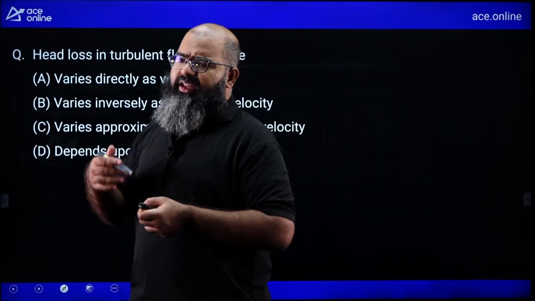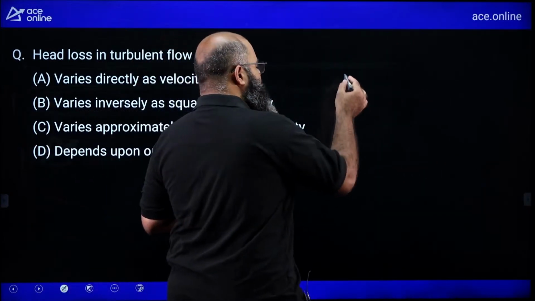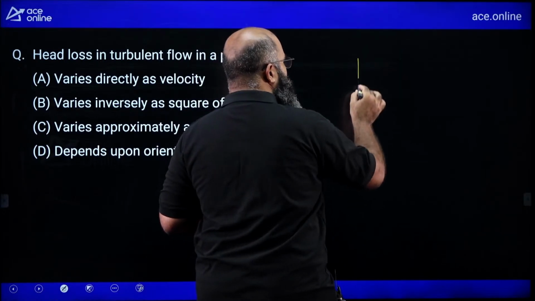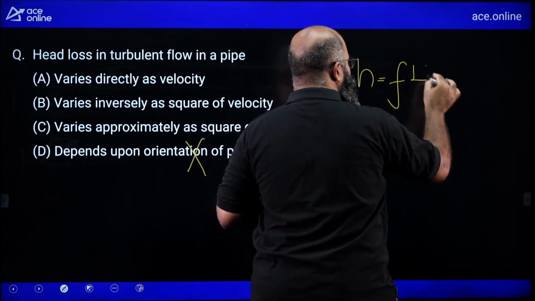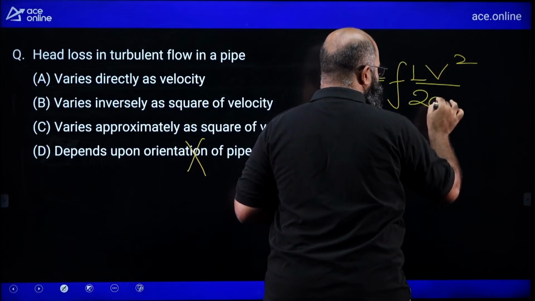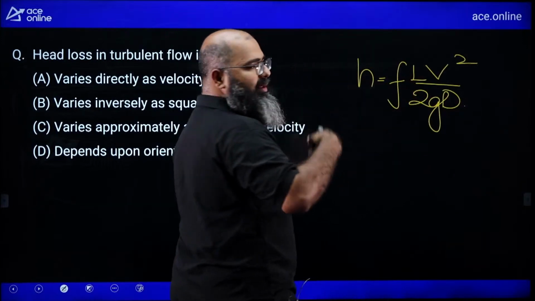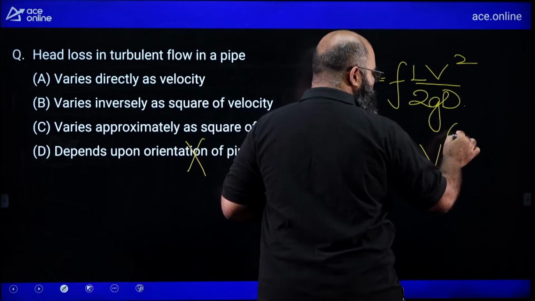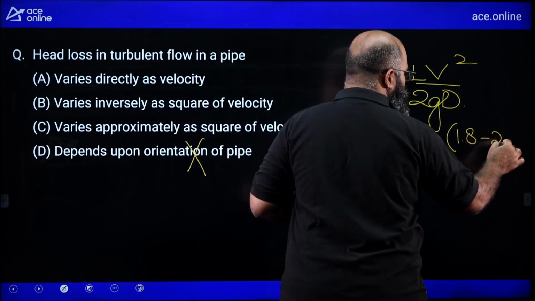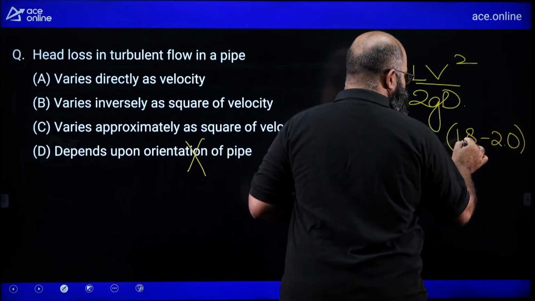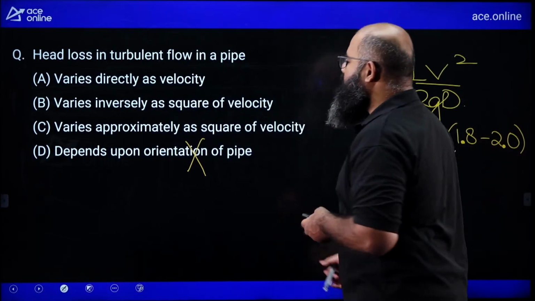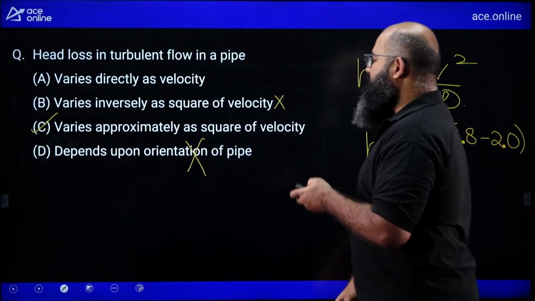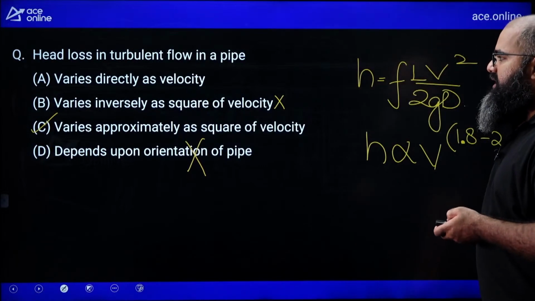Now coming to how does it vary with respect to velocity, you see, if the friction factor is a numerical constant, then it is going to be V square, because we have a formula h = fLV²/2gD. Now should the friction factor also be depending on velocity, in that case head loss is proportional to velocity power anything ranging from 1.8 to 2.0. So choosing the best answer over here would be approximately square of velocity, not inversely, also directly proportional to approximately the square of velocity. So option C would be correct over here.